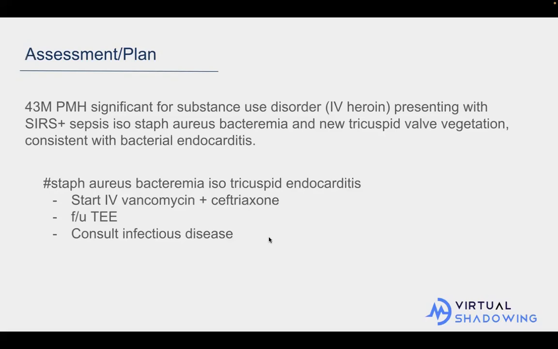The TEE is different from the TTE in that the TTE is transthoracic, so it's that one where they're on the outside of the chest. The TEE is transesophageal, so they actually put a tube down the esophagus because the esophagus sits right behind the heart in the chest cavity, going down into the stomach. And they actually put a little ultrasound at the end of that probe.